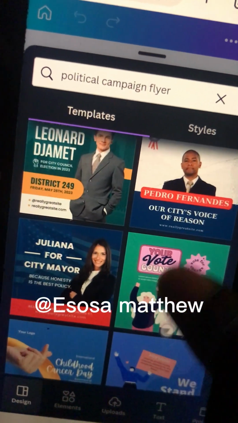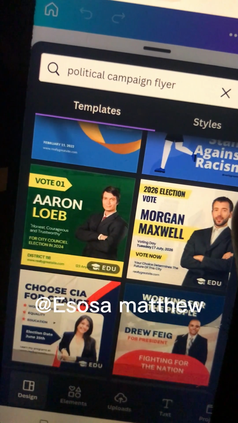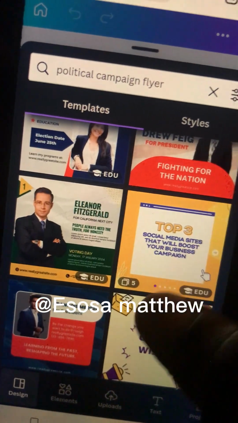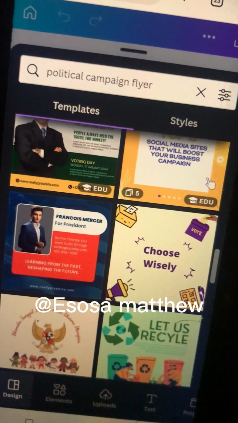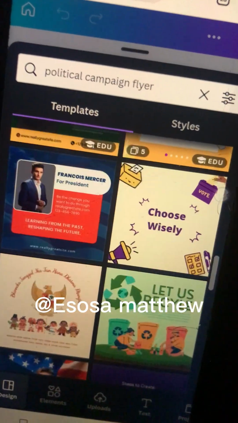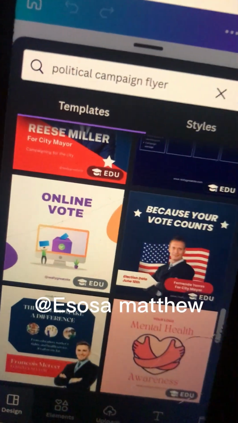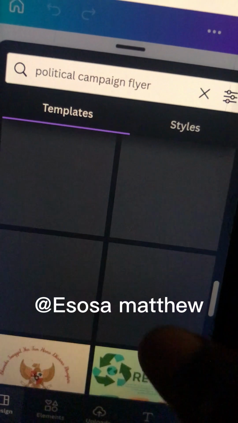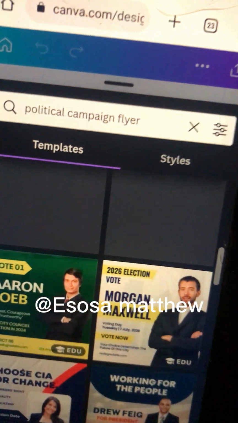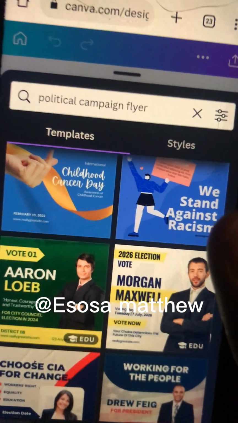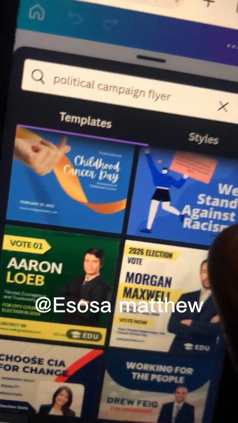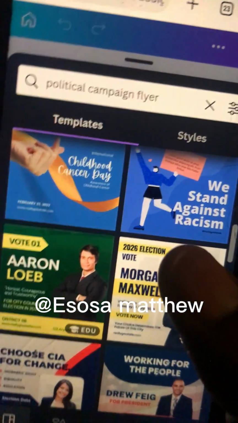These are examples of political flyers. Can you see them? You can see that the format for each type of flyer changes. On your own, you can go study them and see the change in formats. The way you design a political flyer is not the same way you design a business flyer. It's also not the same way you design an event flyer. All right, so there are different ways.